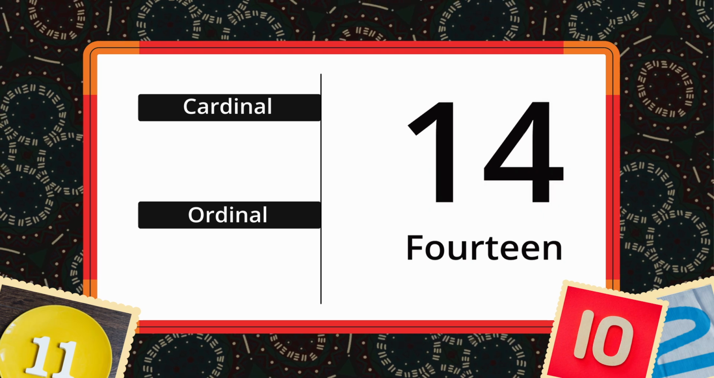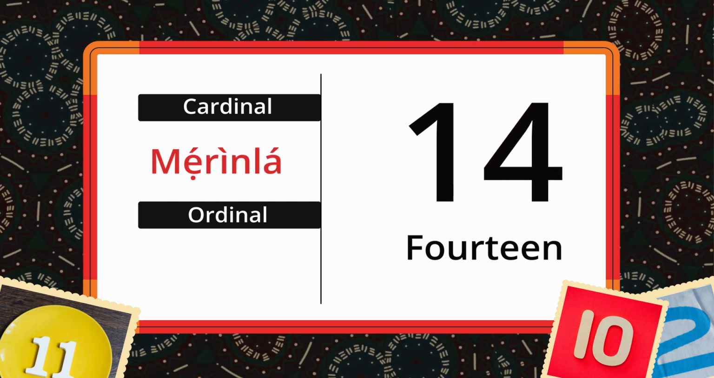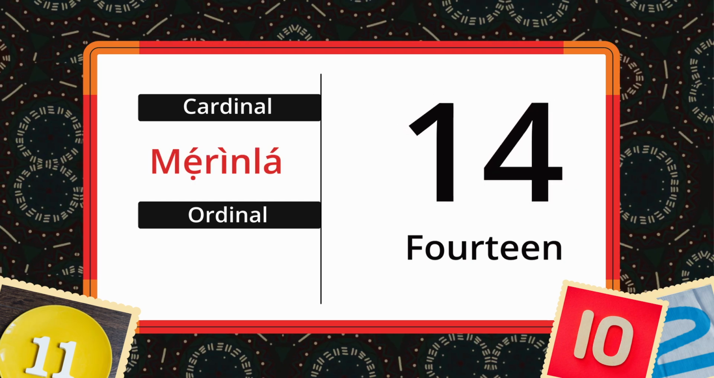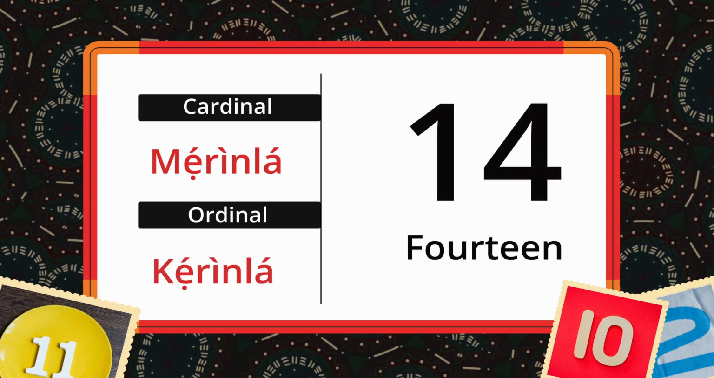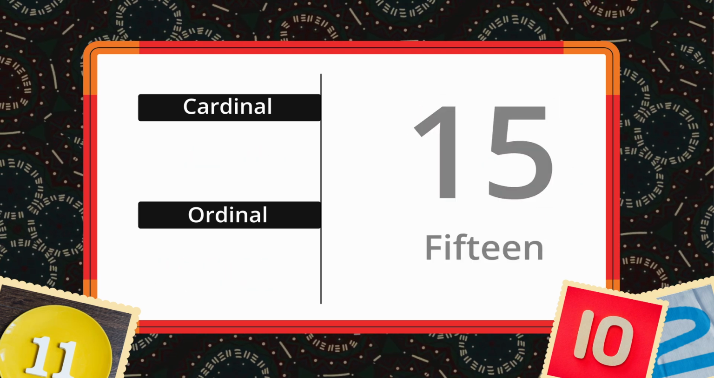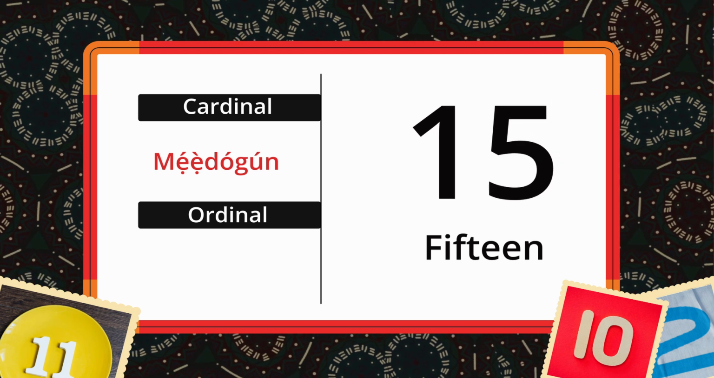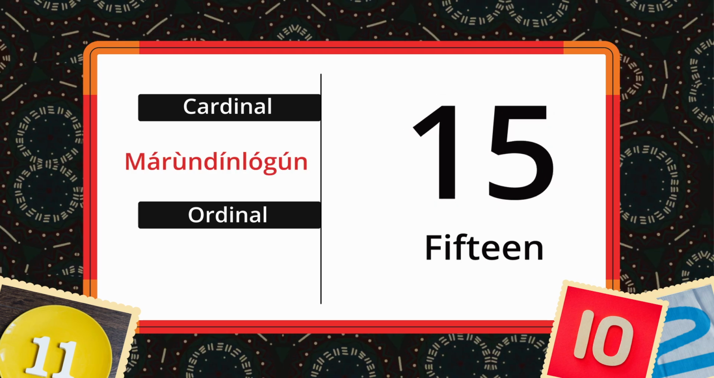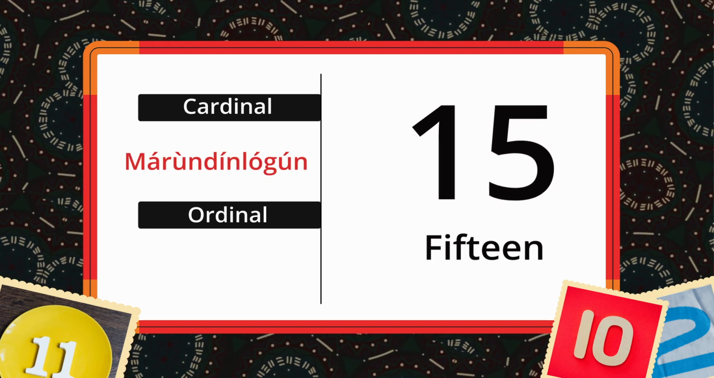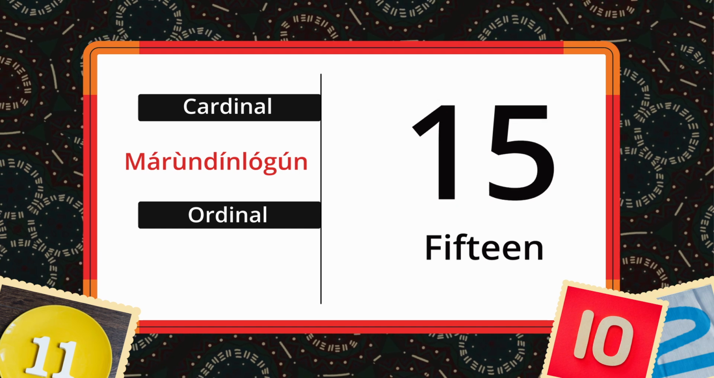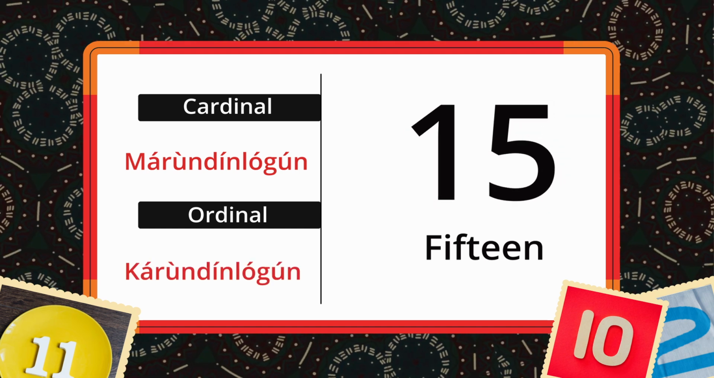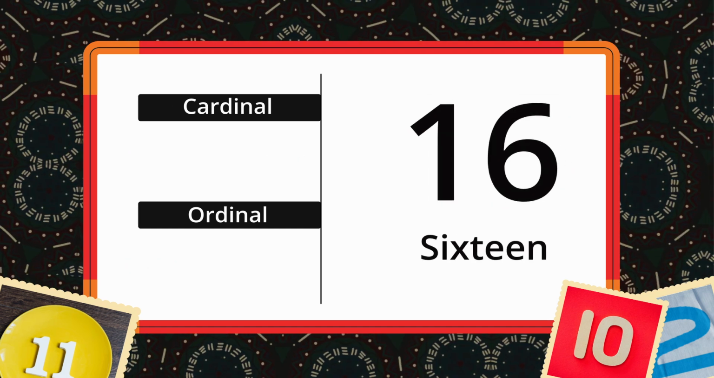14, mẹ́rìnlá, mẹ́rìnlá. You can also say kẹrìnlá. 15, mẹ́ẹ̀ẹ́dógún. You can also say márùndínlógún, márùndínlógún. Karùndínlógún.